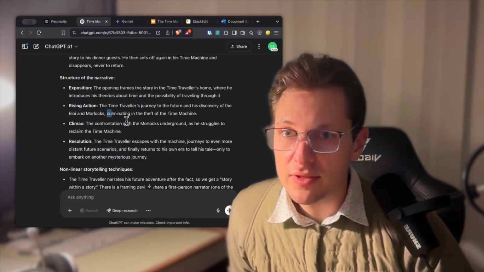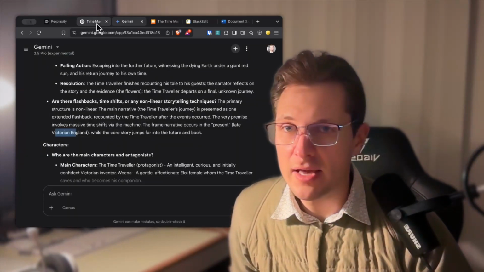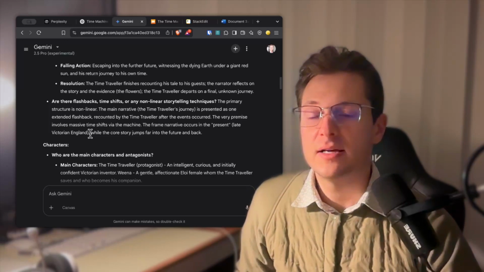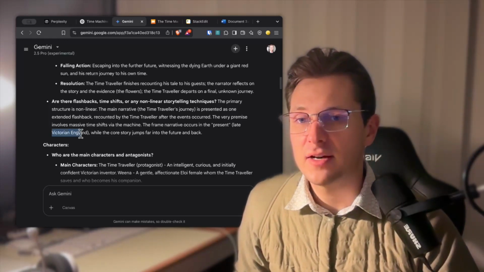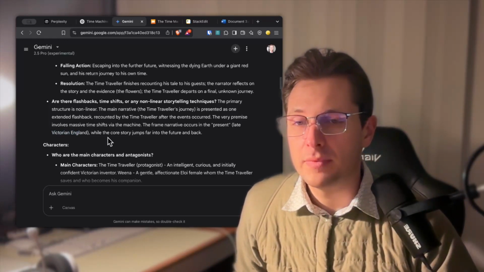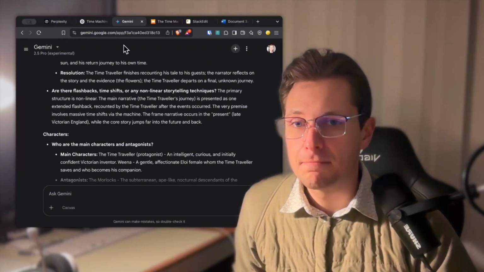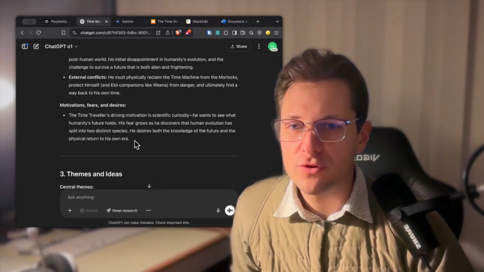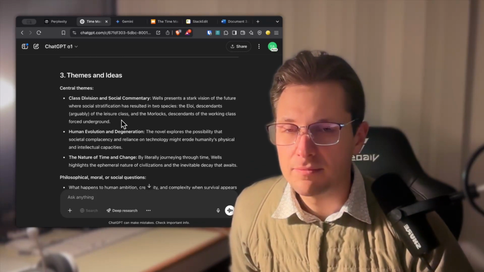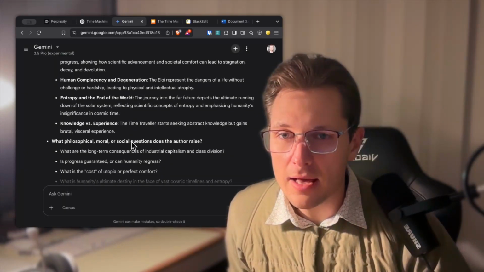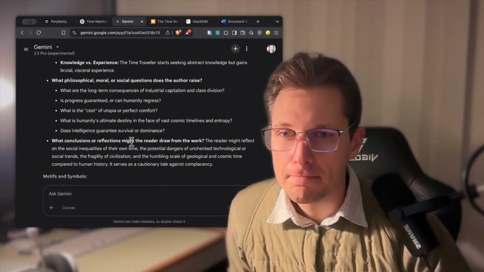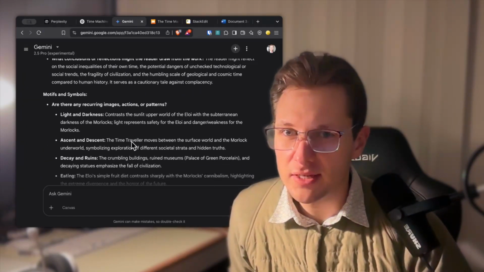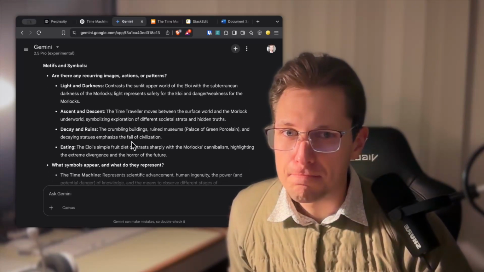Okay, let's go to another section. What I like about Gemini's response is that it actually gave a little bit of context that the events are happening in Victorian England. And I believe this will become apparent when we go further into analyzing the ideas. I think it gave a little bit more analysis, more philosophical touch to it.